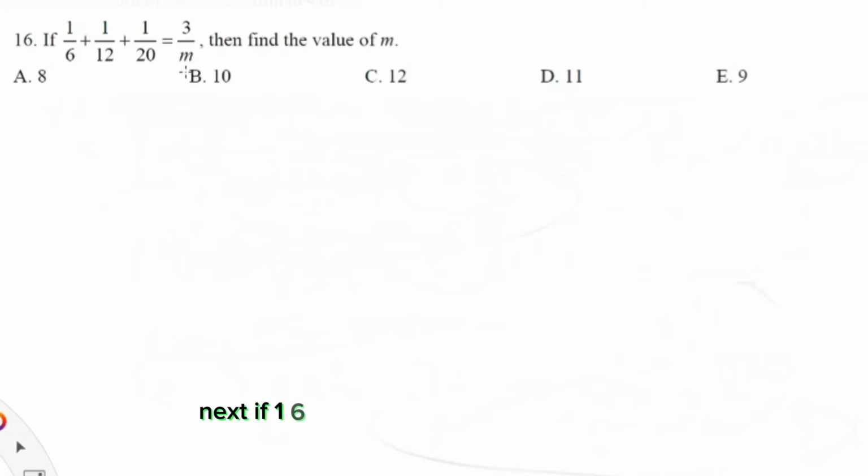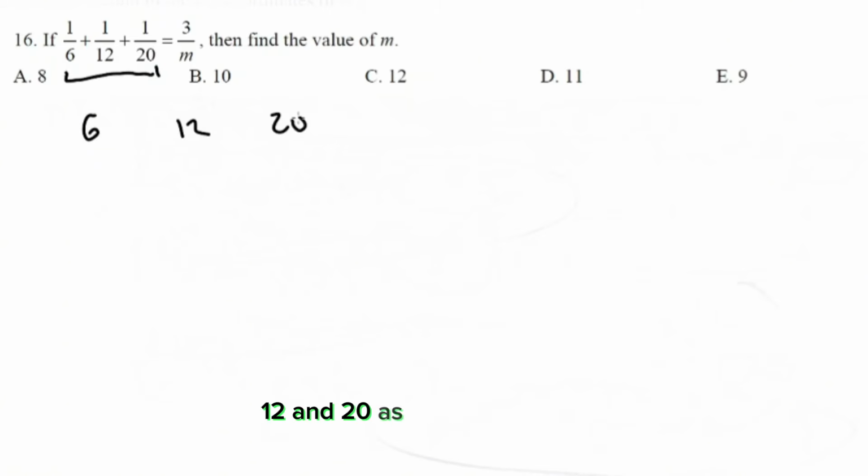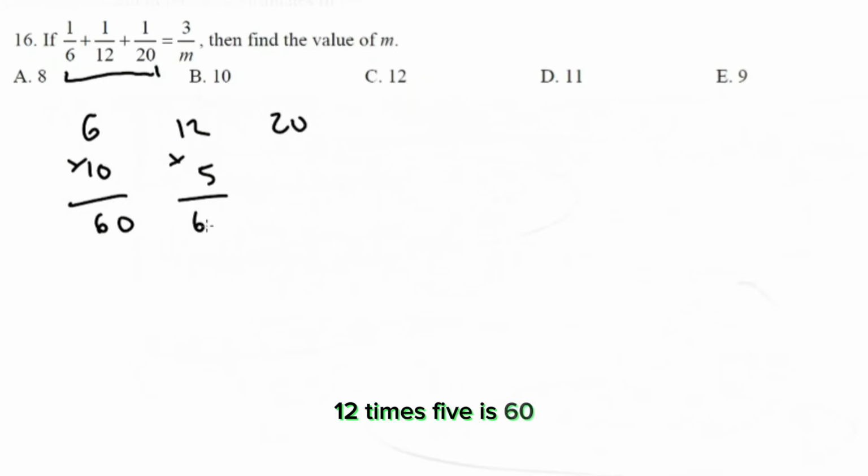Next, if 1/6 plus 1/12 plus 1/20 is equal to 3 over m, then find the value of m. To solve this, we just have to find the common denominator of these three fractions right here. So we have 6, 12, and 20 as the denominators. The common denominator we can get from this is 60, because 6 times 10 is 60, 12 times 5 is 60, and 20 times 3 is 60.